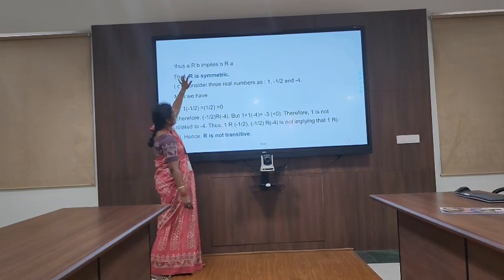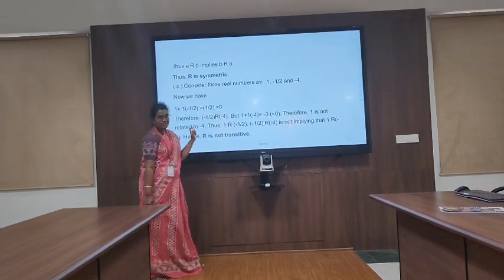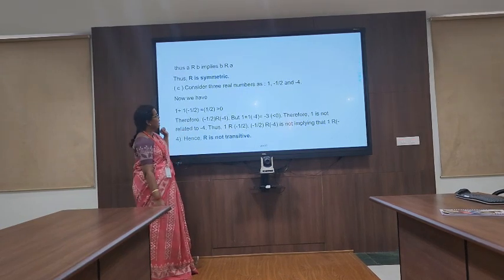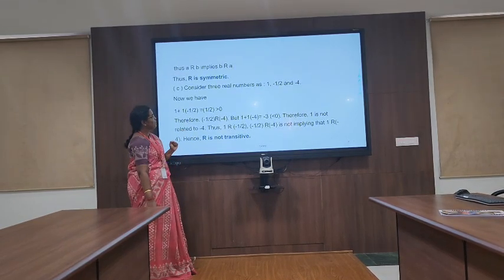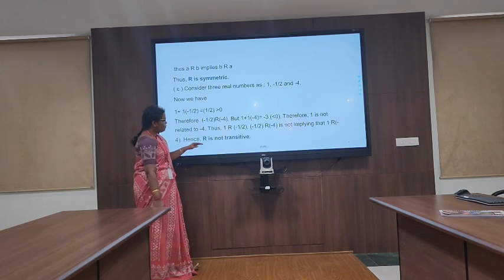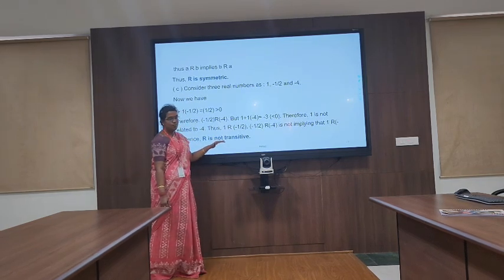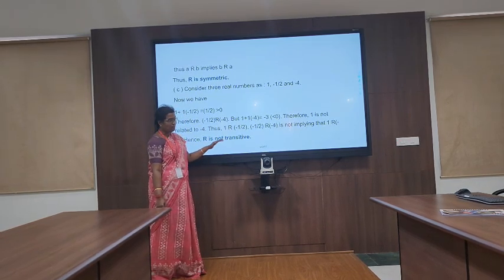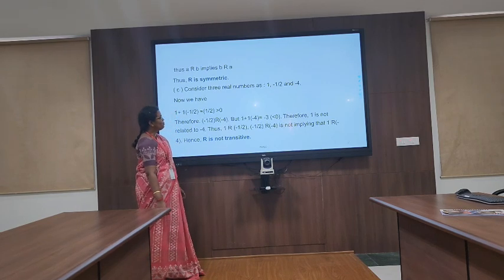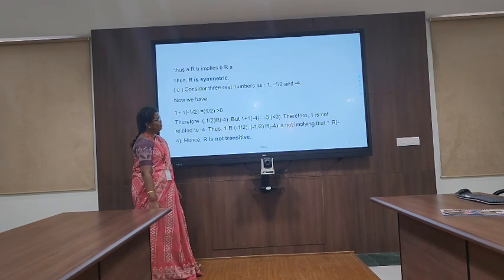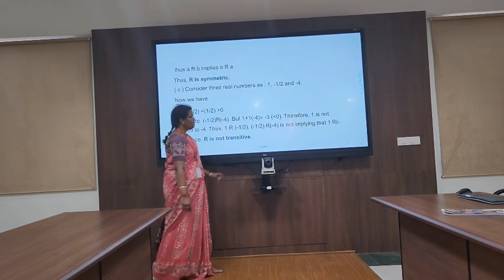So we started with A related with B. We prove B is related with A, hence R is symmetric relation. Now let's show a counter example for R that doesn't obey the transitive property. So we assume three real numbers from the set S as 1, minus 1 by 2 and minus 4.